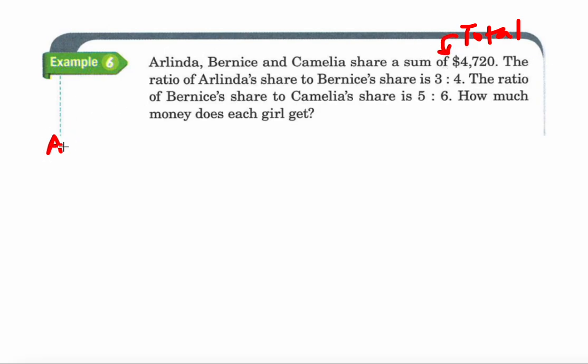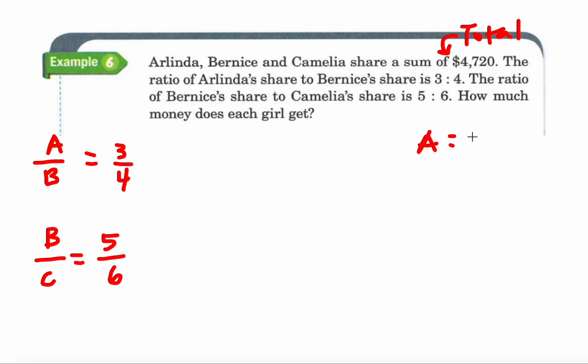Ratio of Arlinda's share to Bernice's share is 3-4. Ratio of Bernice's share to Camelia's share is 5-6. How much does each girl get? So it looks like I need a ratio of each girl, a ratio of 3 at the end. So I need to deal with these two ratios of 2. So just like before, I need to get my B's to match up. I need to find the least common multiple of 4 and 5.